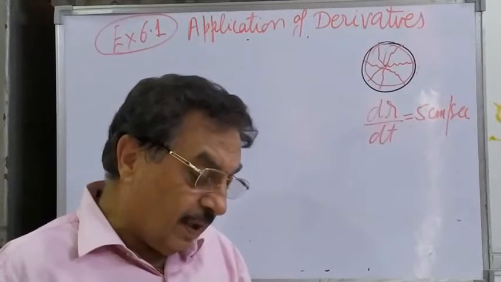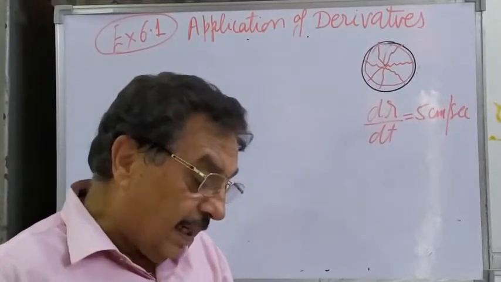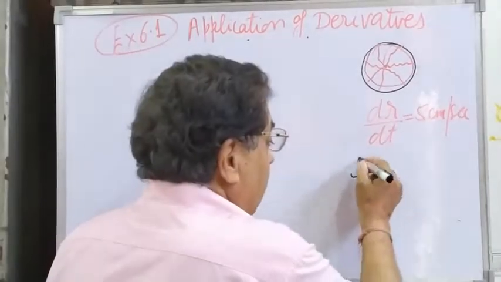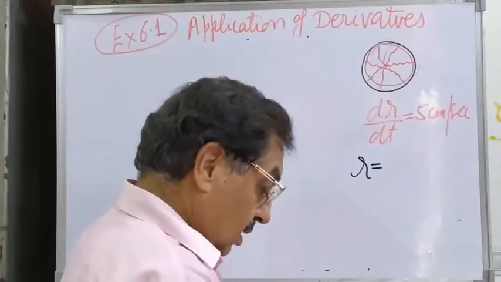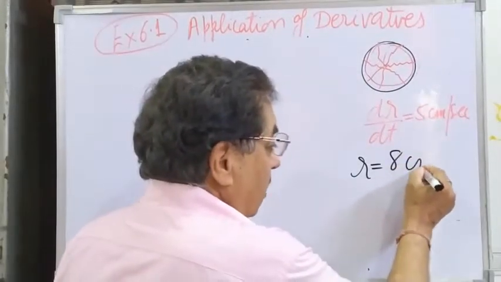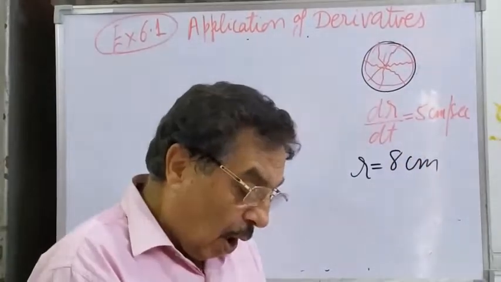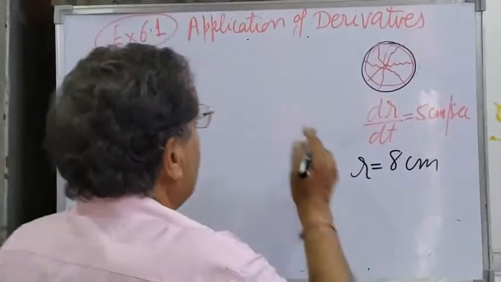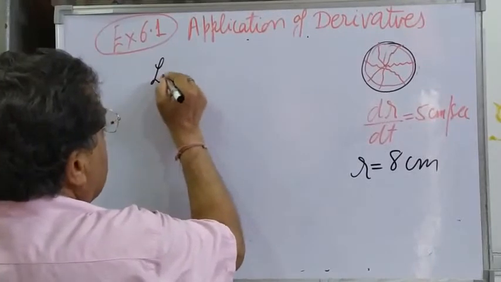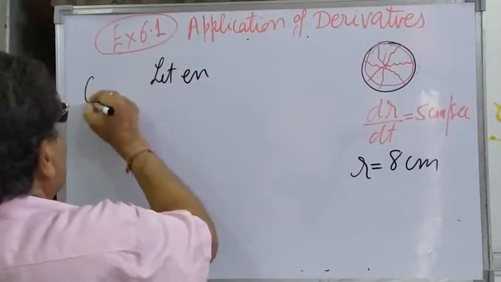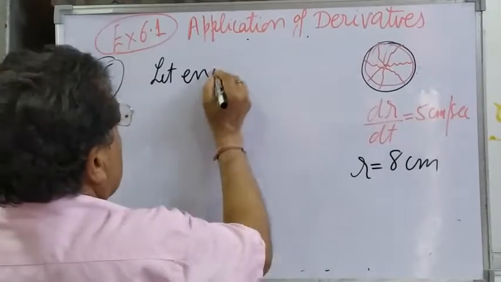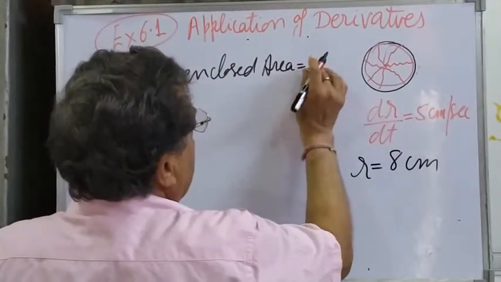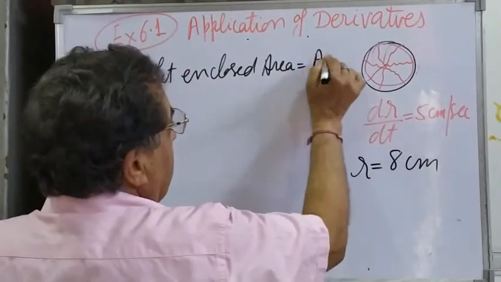At the instant when the radius of the circular wave is given to be 8 centimeter, at that moment how fast is the enclosed area increasing? Now what is the enclosed area? Let the enclosed area be A.